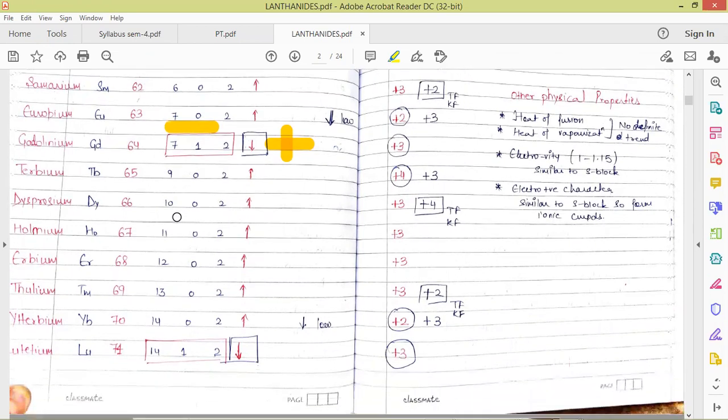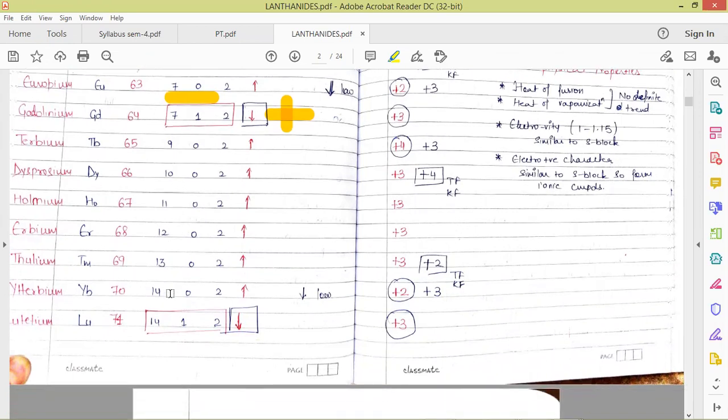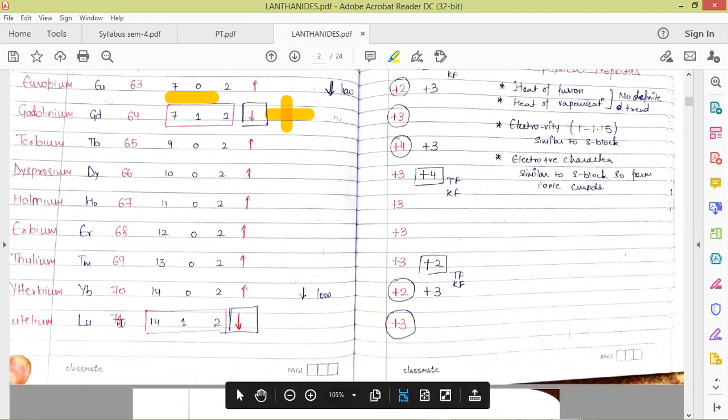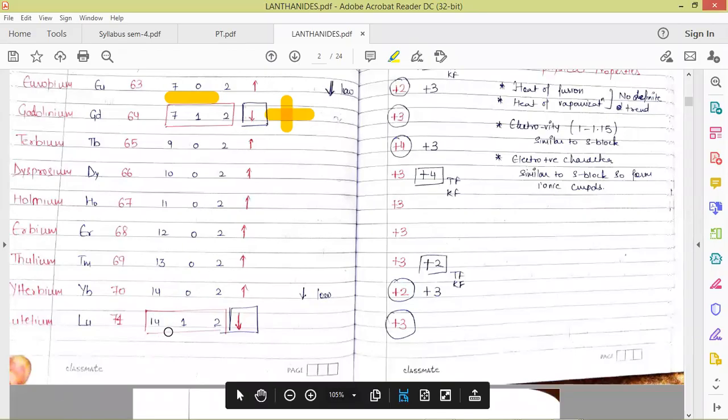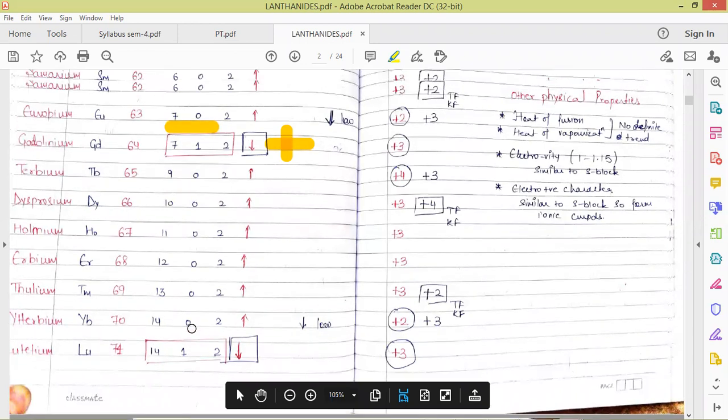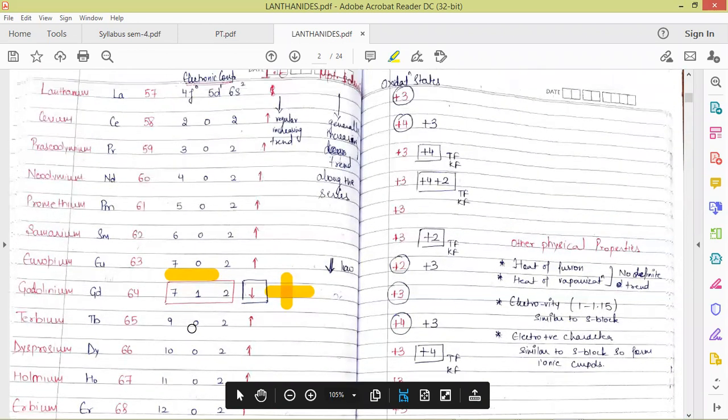So next, for dysprosium, holmium, again the sequence is like the earlier one, up to 4f being completely filled for ytterbium. So for lutetium, as the 4f subshell is completely filled, the next electron will occupy the 5d subshell.